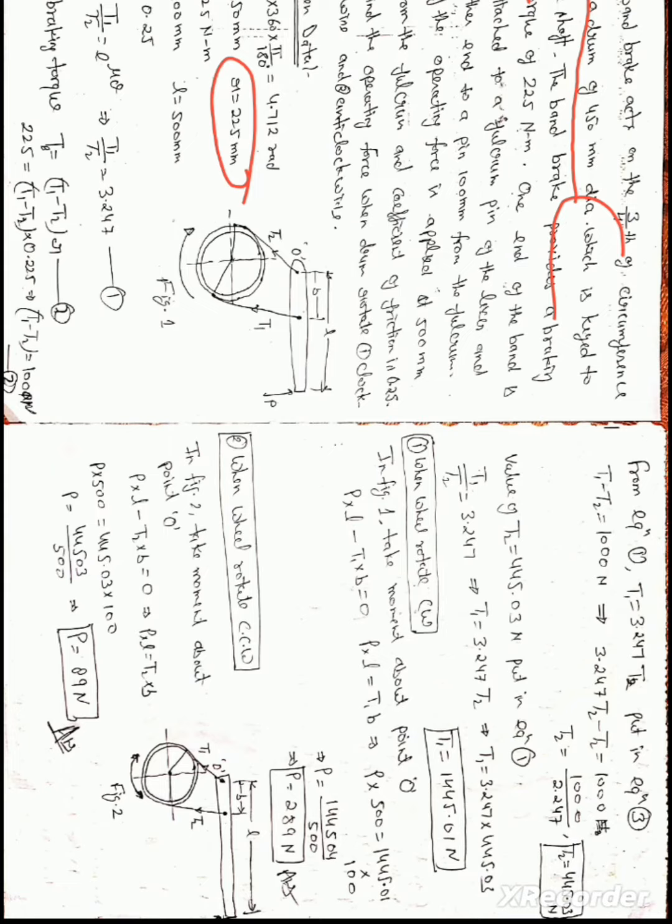Next, if the operating force is applied at 500 mm from the fulcrum, so applied force P is here and the distance from the fulcrum point is L as 500 mm. Okay, now move on. Coefficient of friction is 0.25. Find the operating force when the drum rotates, first case clockwise direction and second case anti-clockwise direction.